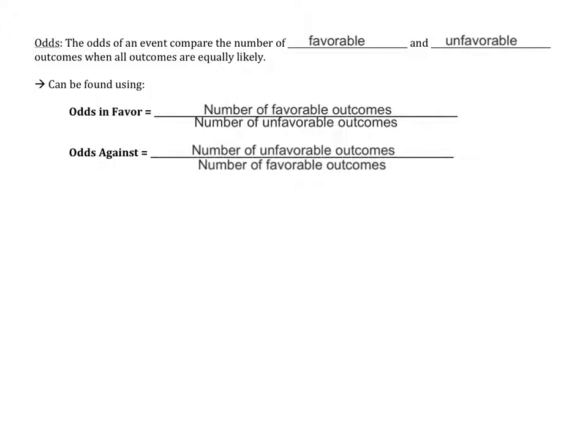Normally, odds are written like this. You would say like 3 to 2 odds. So when I see that, that would tell me that I have 5 different outcomes, 3 in which are favorable, 2 in which are unfavorable.